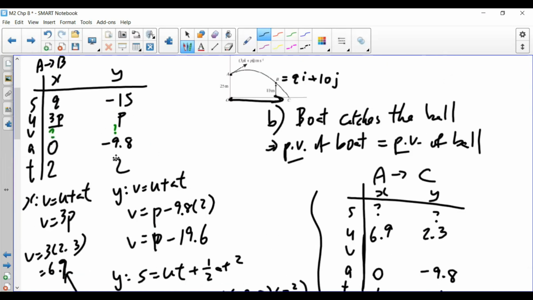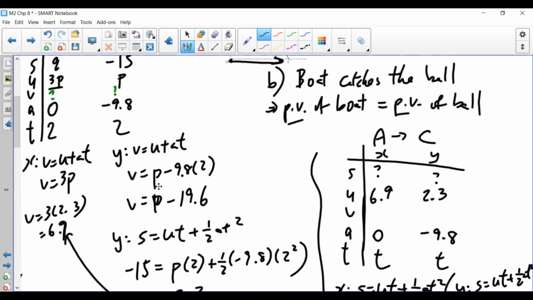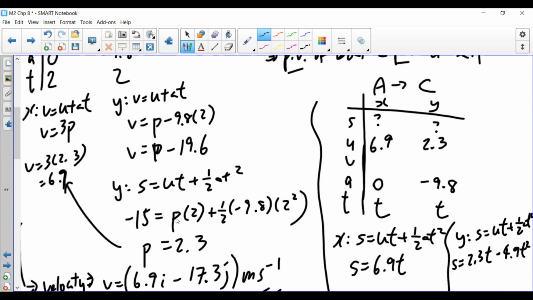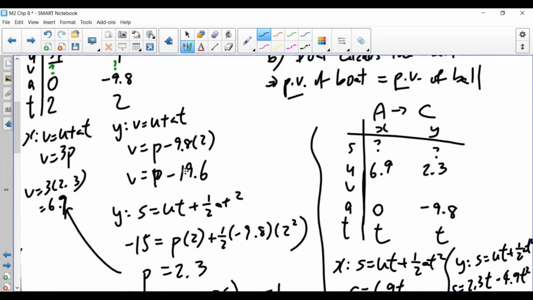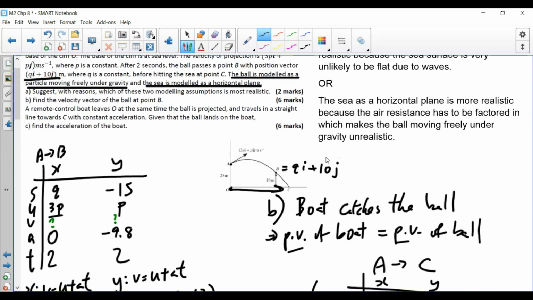In the y column, I see there are three pieces of information I can use, so I can use that to work out p. So I've got p equals 2.3. Therefore, I can work out the velocity vector, 6.9i minus 17.3j. Next, that's part B. Part C. Now, actually, that's meant to be part C.